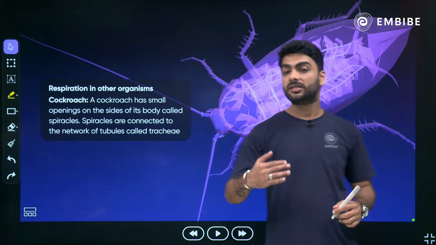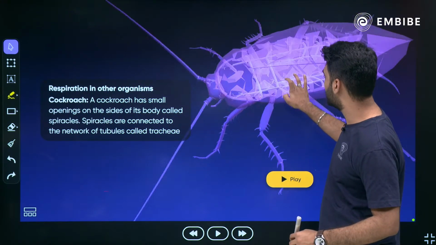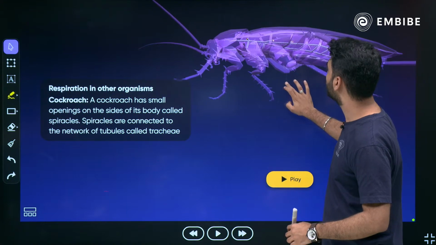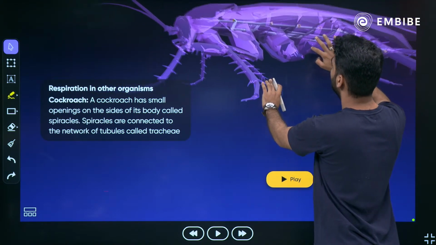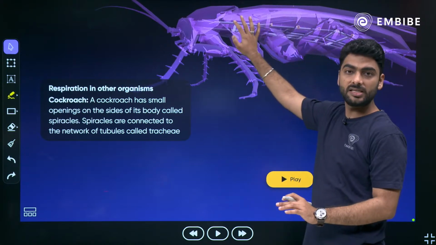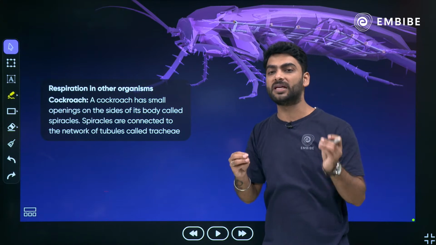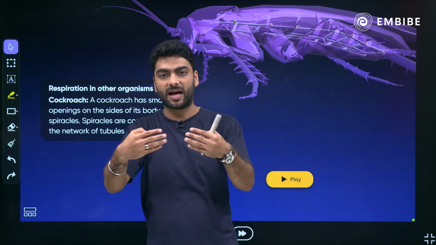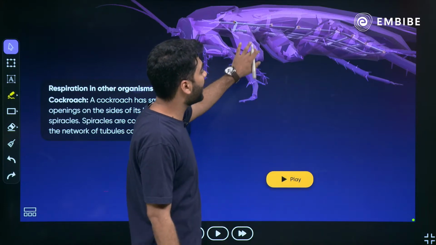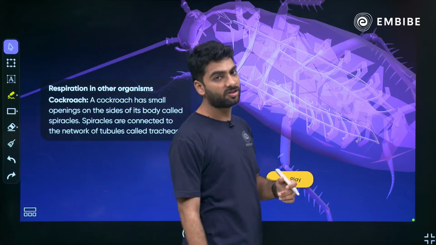Now, you can see that on the sides, if I just rotate the cockroach a little, you can see on the sides there are these red color dots. Can you see the red color circles? They are called spiracles. These red color openings are called the spiracles. Air enters through the spiracles into the cockroach, and the exchange happens through these grey color tubes called the trachea.